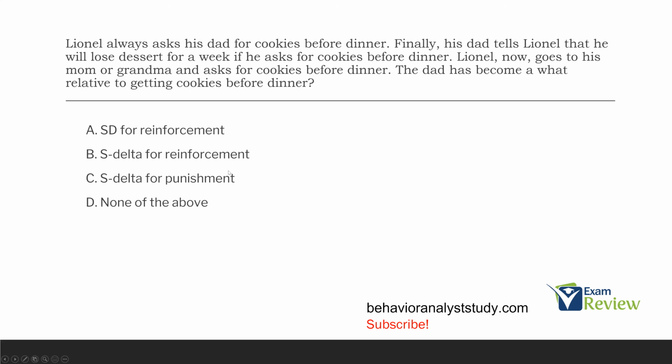B, an S delta for reinforcement. Yes, Lionel's dad is no longer signaling reinforcement. He's actually an S delta, meaning he's signaling reinforcement is not available here.